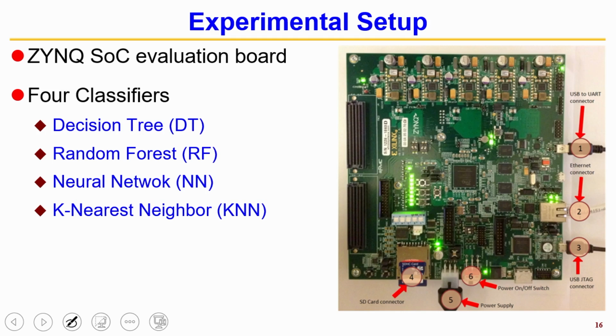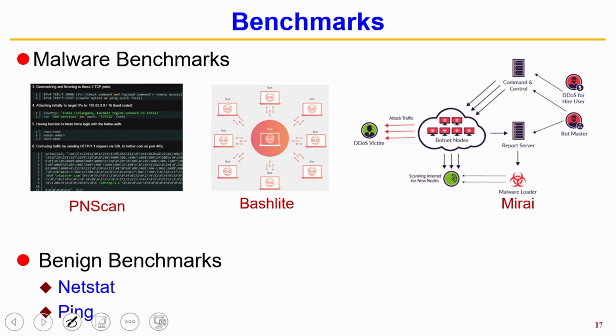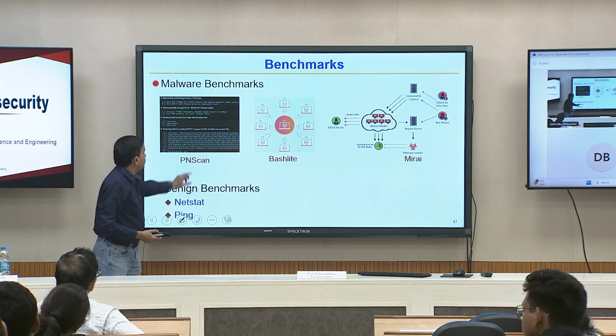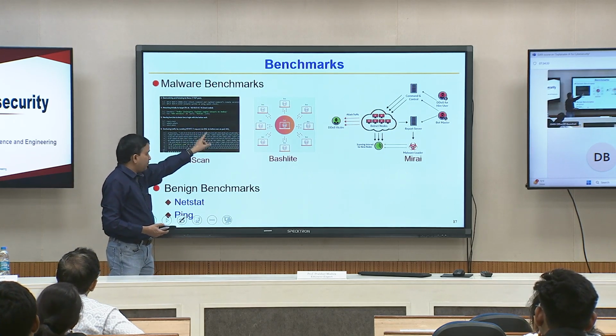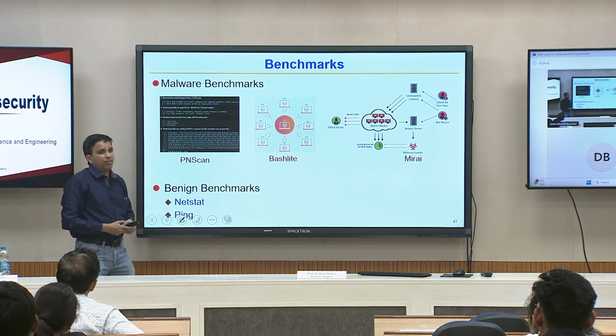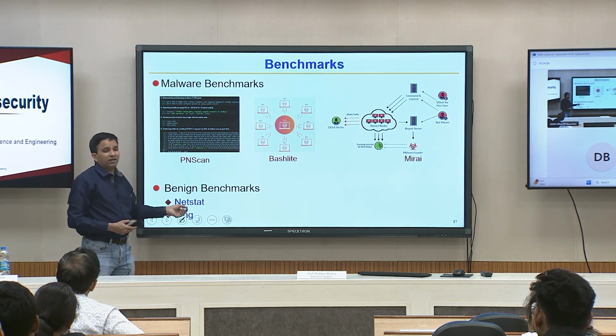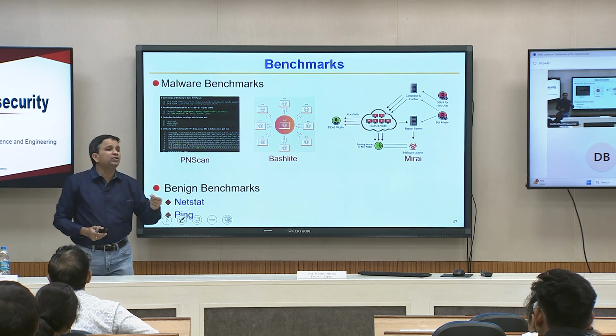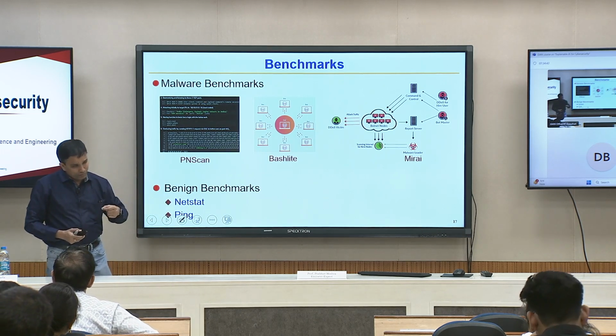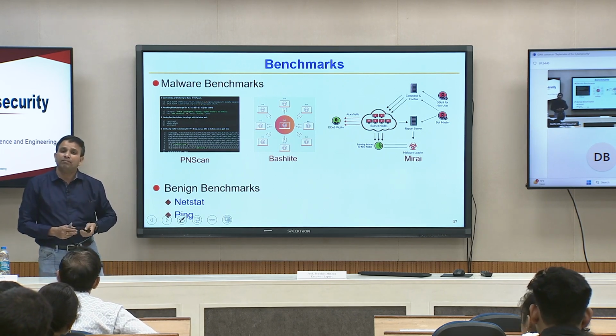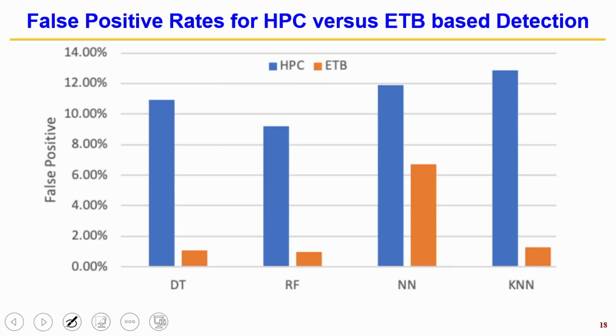Some of the experiments you have already seen, and these experiments I am going to show you are PN scan, bash light, Mirai, and in the benign benchmarks, netstat and ping. One of the reasons we chose these benign benchmarks is that they are also used by PN scan for sure, and some of them by bash light and Mirai also. So, when ping or netstat runs by themselves versus when they are called by some malware program, can you differentiate them? That is basically the complexity.